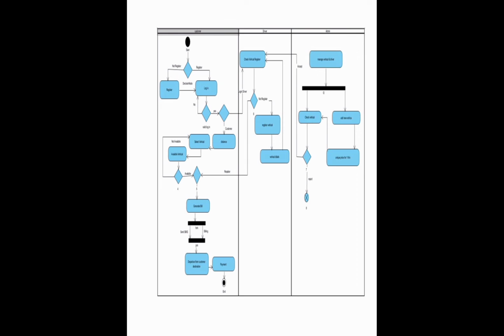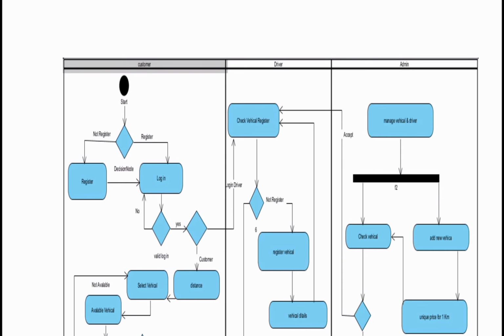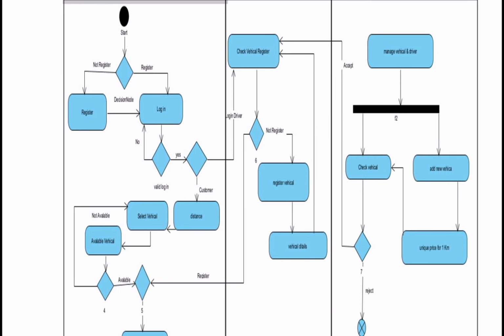This is my activity diagram. In the customer area, I start. After that I check whether the vehicle is registered or not registered. If the vehicle is not registered, I take him to register. If the vehicle is registered, next he or she can log in. If not registered, after registering he can log in. Next I check whether the password is incorrect or correct. If the password is incorrect, he or she goes to log in again. If the password is correct, he goes to the next position. There I check whether this person is a customer or a driver.